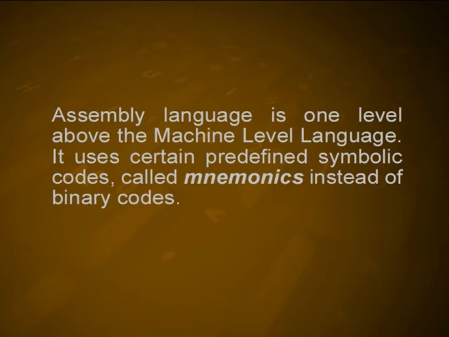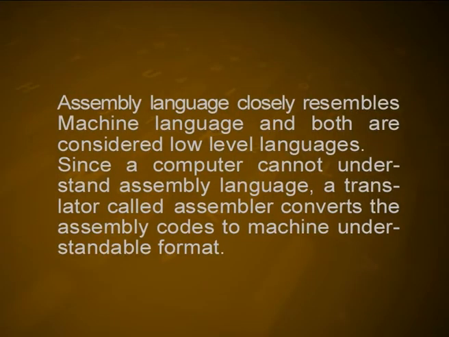Assembly language is one level above the machine level language. It uses certain predefined symbolic codes called mnemonics instead of binary codes. Assembly language closely resembles machine language and both are considered low level languages. Since a computer cannot understand assembly language, a translator called assembler converts the assembly codes to machine understandable format.